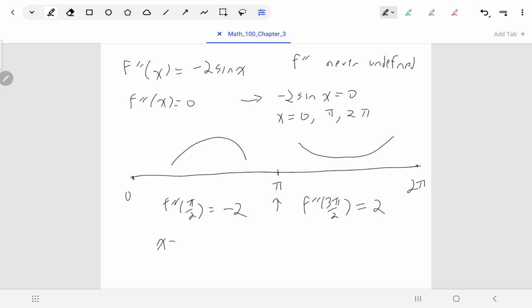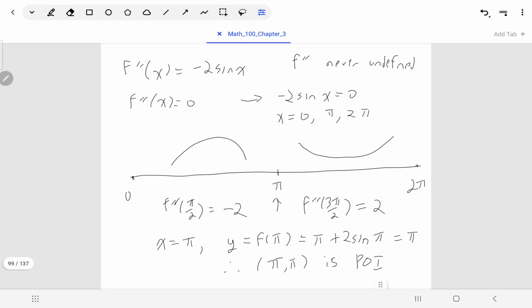We should figure out what our y value is. And so for that, we're going to go back to our original function, which was x plus 2 sine x. Sine of pi is 0, so we wind up with pi plus 0, which is just pi. So what we've just learned is that pi is a point of inflection. Okay, so I guess now I've got everything I need to fill in the rest of the graph.